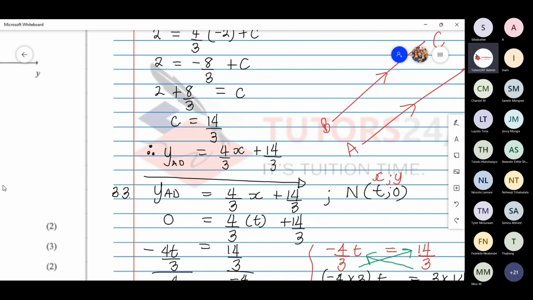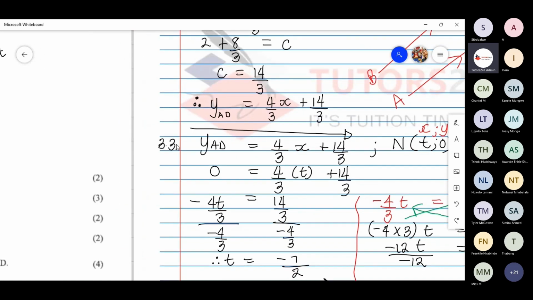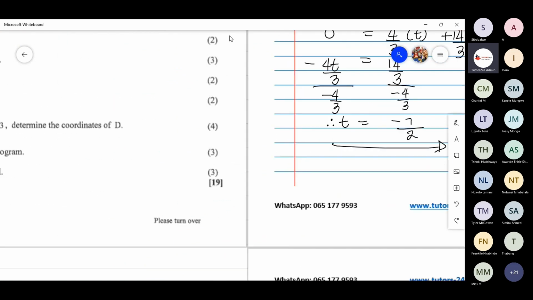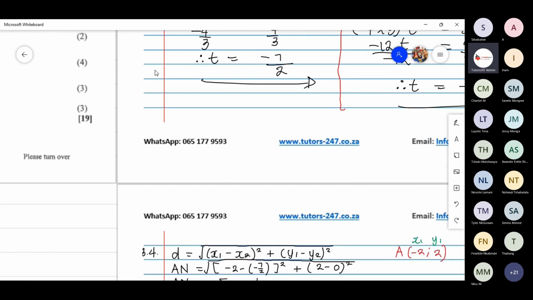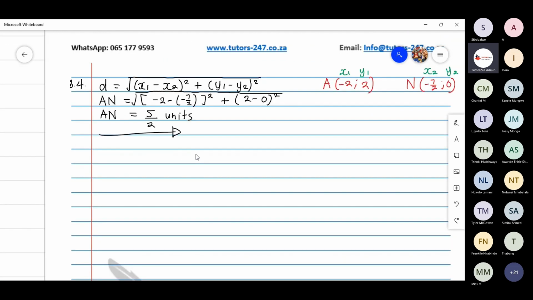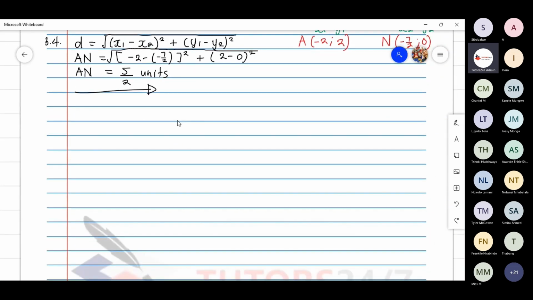I was able to straight away go and identify equation AD, which is 4 over 3x plus 14 over 3, and the equation of DC, which is 3 over 8x minus 3. So what I'm going to do is equate both those equations because they have the same y value and the same x value.